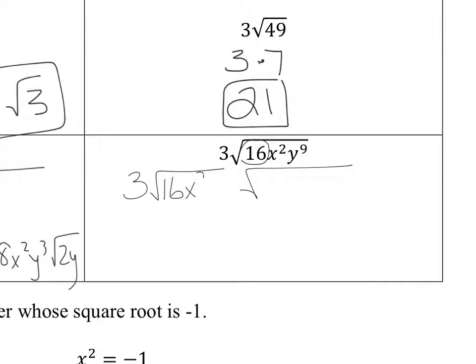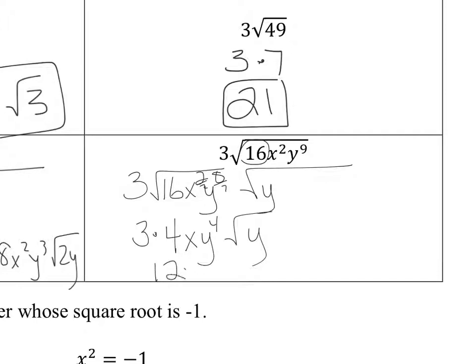X squared is a perfect square. Y to the 9th is not, so we put down y to the 8th, with 1 left over. And then we simply take the square root. Square root of 16 is 4. Square root of x squared is x, and y to the 8th, remember, divide those exponents by 2. And radical y just stays there. So it's 12x y to the 4th radical y. Be careful here. Once you take the square root, we don't take it again.